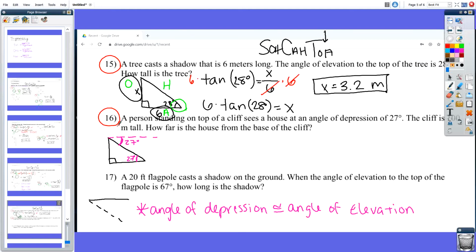So we have a person standing on top of a cliff. Our person's up here. I imagine this is our cliff here. The cliff is 100 meters tall, so I'm going to label that as 100. Since the person's looking at our house, imagine our house is right there. How far is the house from the base of the cliff? So base, meaning the bottom of our cliff, is right there. To the house, that's the side we are looking to solve for.